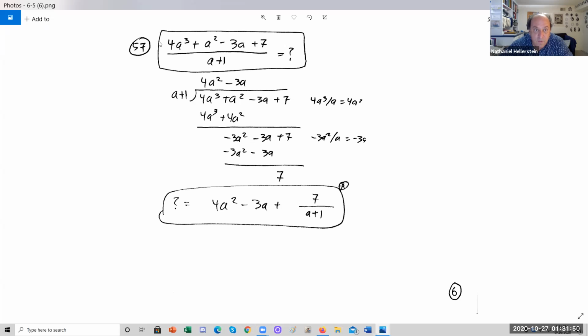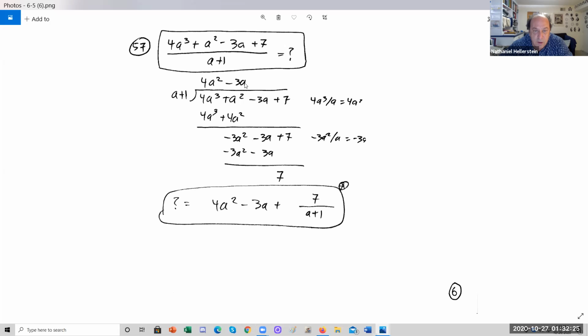Okay. 4a cubed plus a squared minus 3a plus 7 over a plus 1. Okay, this numerator in here, a plus 1 out here. 4a cubed over a, the 4a squared into the quotient. 4a squared times a plus 1 is 4a cubed plus 4a squared. Subtract, a cubes go away. 1a squared minus 4a squared is minus 3a squared. Minus 3a plus 7. Okay, leading terms are minus 3a squared and a, the ratio is minus 3a.